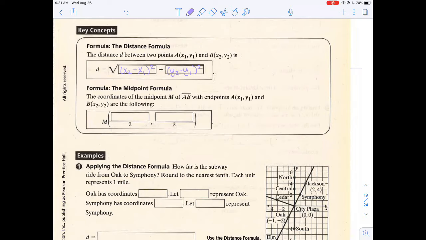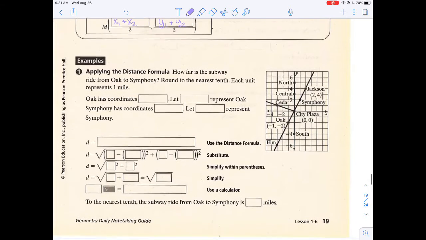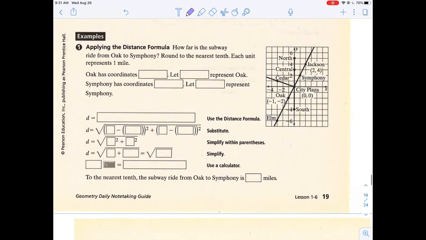Then we have the midpoint formula. The coordinates of the midpoint M of line AB with endpoints A at (x1, y1) and B at (x2, y2) are the following. So the midpoint is ((x1 plus x2) divided by 2, (y1 plus y2) divided by 2). And you should get a point, so you should have two numbers. So let's put these to work here in our examples.